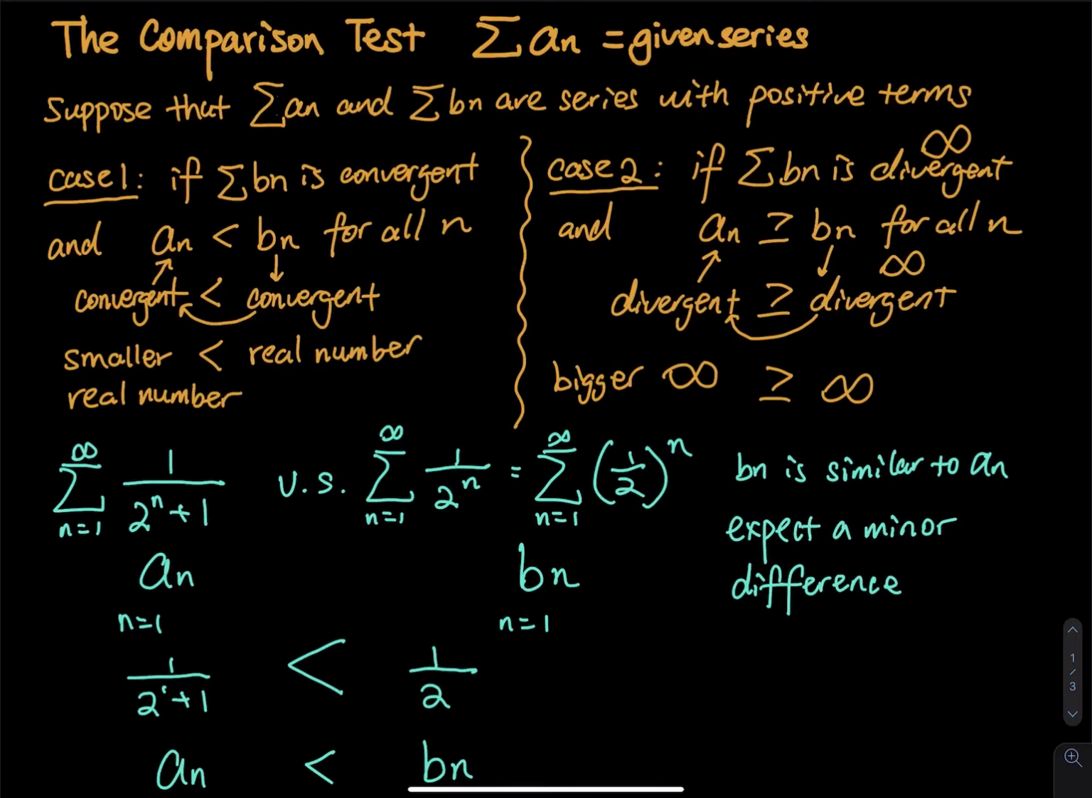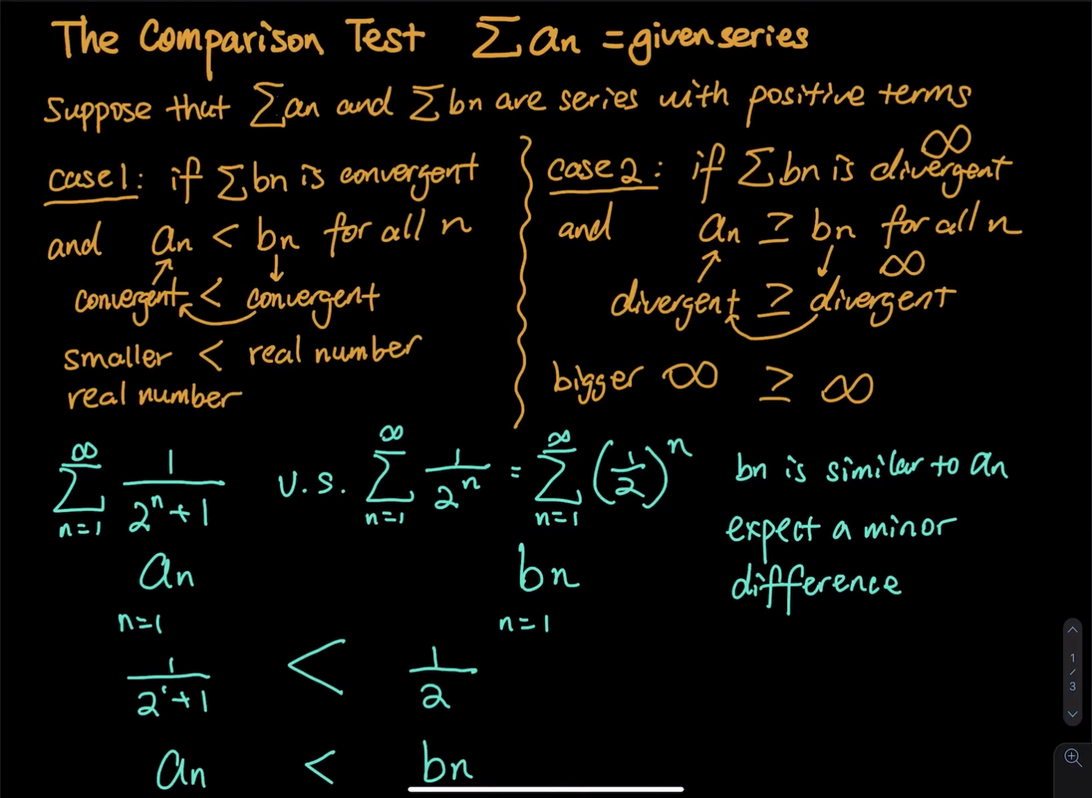So look at the arrow. An less than Bn. Bn is convergent. And then you look over to the other side. Then An must be convergent as well. Because what kind of number is less than 10 again? Another real number, right? So that real number stands for the sum of An. Therefore, An is convergent.